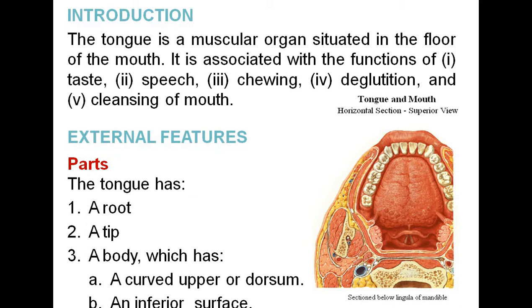The external features: there are various parts to the tongue such as the root, the tip, and the part present in between the tip and the root, which is called the body of the tongue. The body of the tongue has a curved upper or dorsal surface and an inferior surface which is also called the ventral surface. The dorsum of the tongue is convex in all directions.